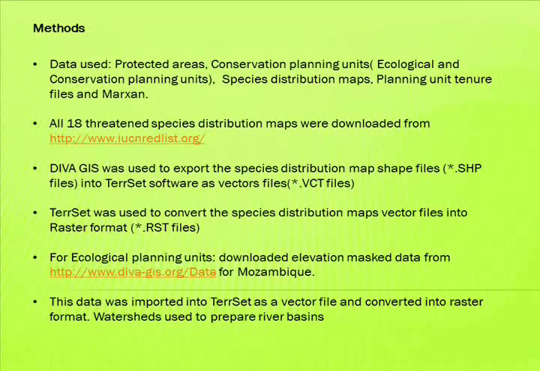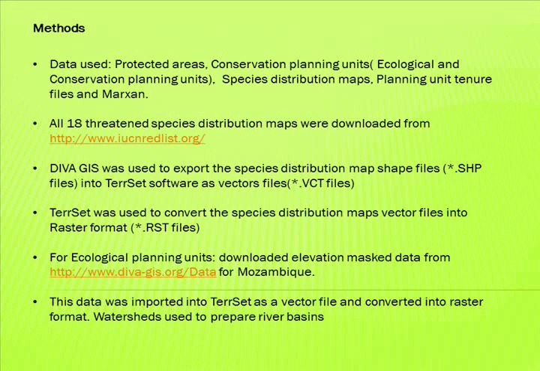Data used were protected areas, conservation planning units, both ecological and conservation planning units, species distribution maps, planning unit tenure files, as well as Marxan. All 18 threatened species distribution maps were downloaded from IUCN. DivaGIS was used to export the species distribution map files into Terset software as vector files. Terset was used to convert the species distribution maps vector files into raster format.